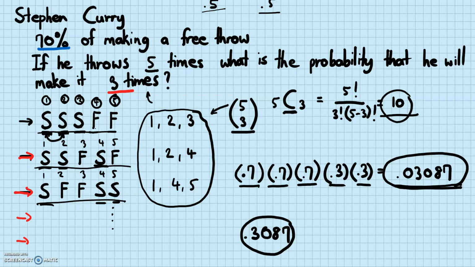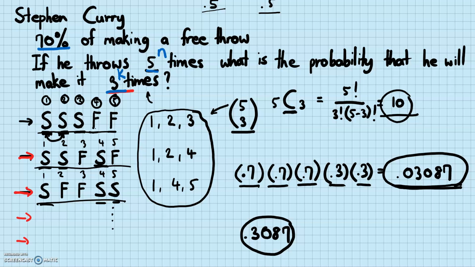So now let's see if we can generalize this case so that we can also easily calculate the cases when he's throwing 100 times or like 1,000 times. So instead of making this 5, let's call this n, and let's call the number of successes, which is 3 in this case, k. And let's see if we can generalize this.